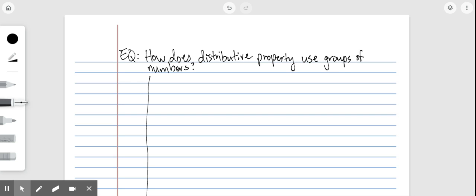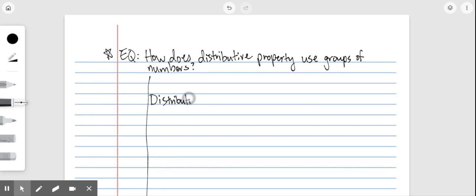Hi, you guys. Okay, so today we're talking about using distributive property in terms of groups of numbers. So yesterday we talked about what are groups of numbers, and then we showed the distributive property as groups of numbers. So I'm going to remind us what the distributive property is.